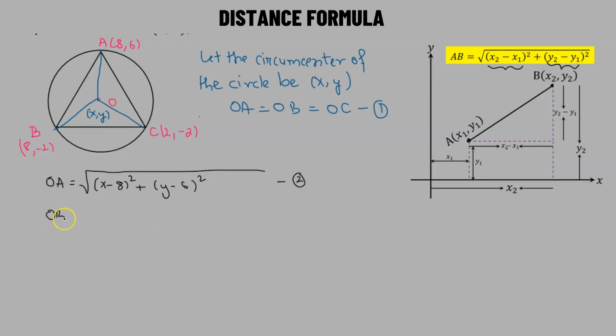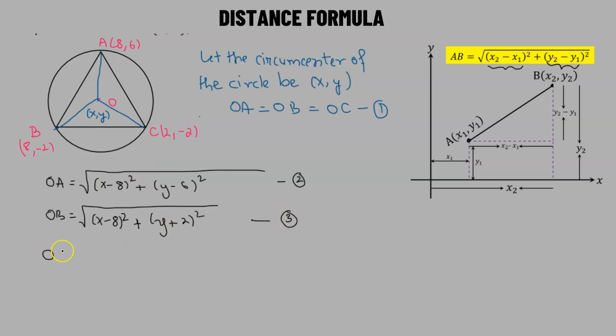Then we have OB. So OB is going to be equal to the square root of, we need the difference of the x coordinates, so we have (x minus 8) whole squared added to the difference of the y coordinates. So we need y minus (-2), which is y plus 2 squared. Let this be equation number 3.